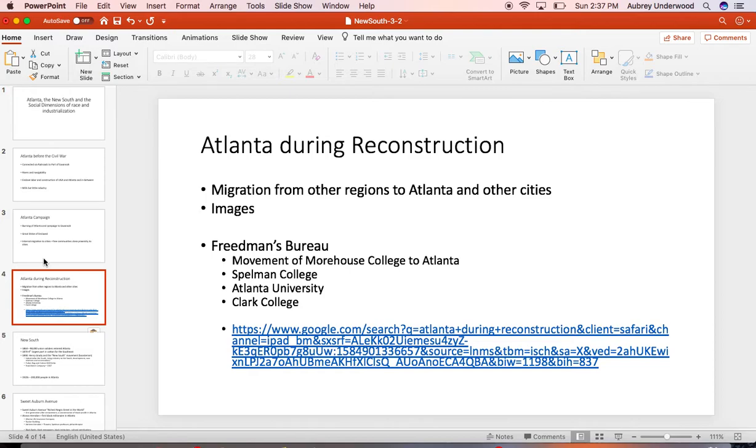During Reconstruction, one of the more visible visual presences was the arrival of the Freedmen's Bureau. Remember, Atlanta specifically is under military lockdown. It is governed by martial law. There is a visible military presence across Atlanta and in other parts of the state.